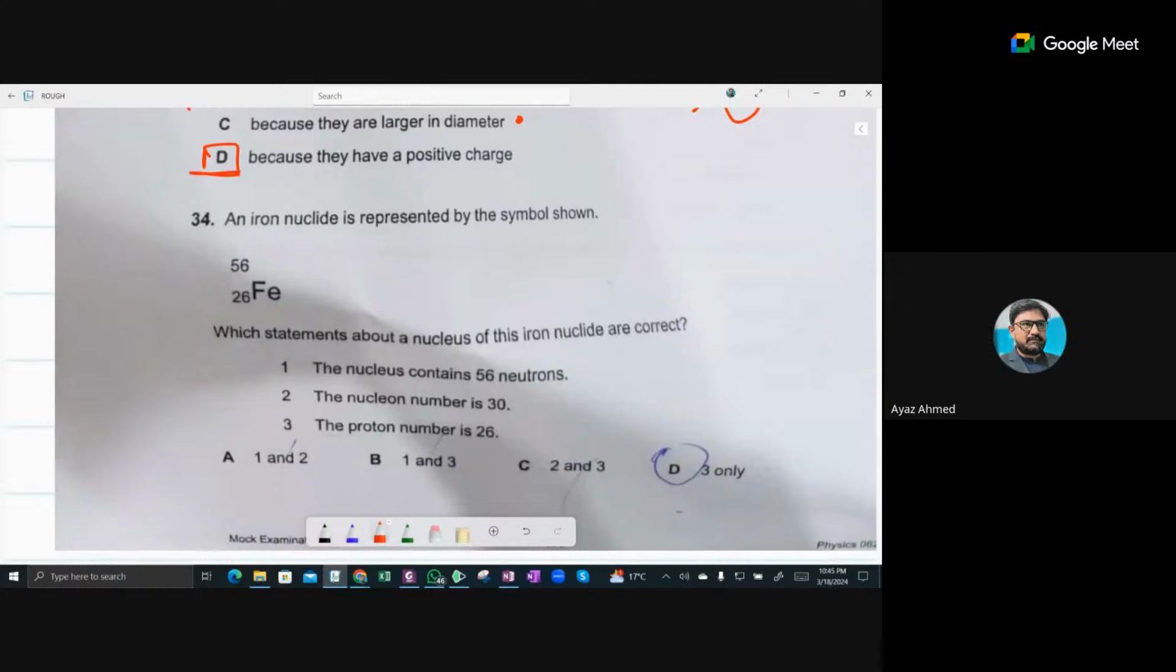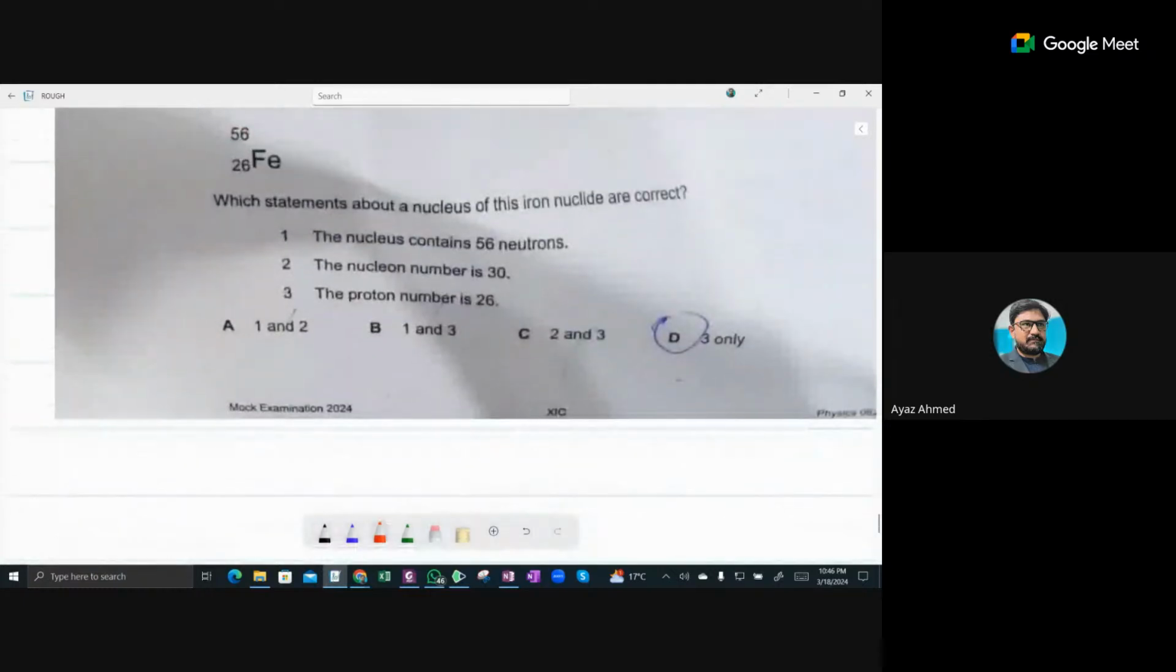An iron nucleus is represented by the symbol shown, 56 Fe 26. Which statements about the nucleus of this iron nuclide are correct? The nucleus consists of 56 neutrons. Oh no, these are nucleons, not neutrons. The nucleon number is 30. No, the neutron number is 30. The proton number is 26. So only 3. Good.